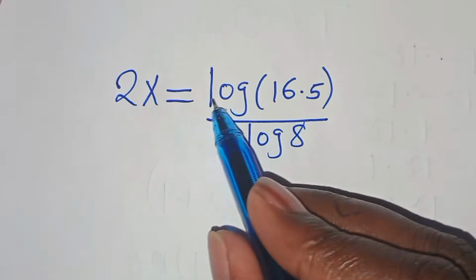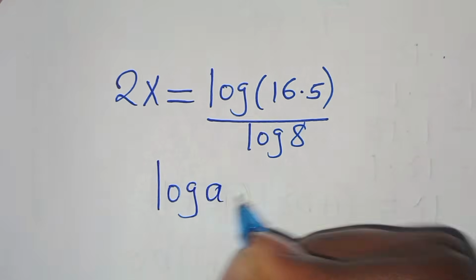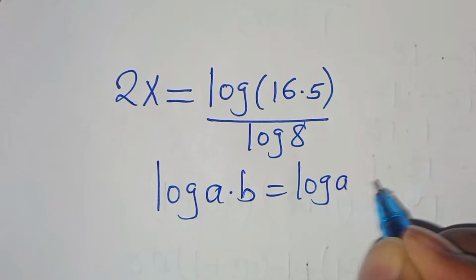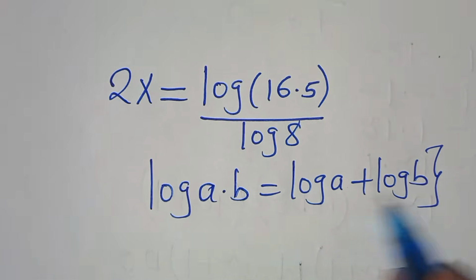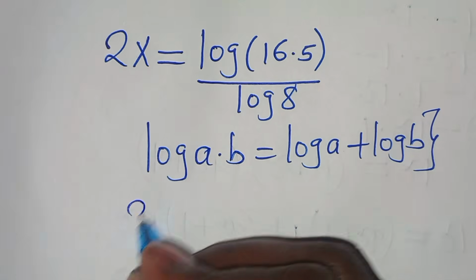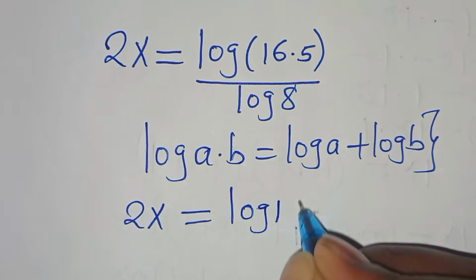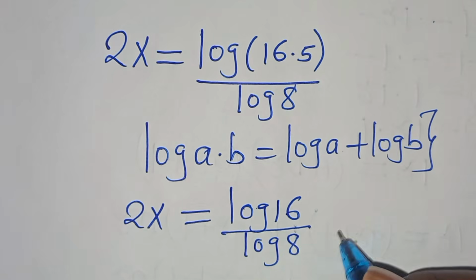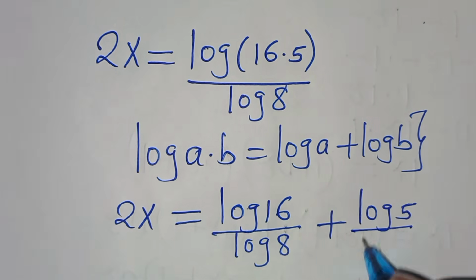Now we have that log 16 times 5 is in the form of log a multiplied by b, which we can express as log a plus log b. Applying this logarithm property, then we have 2x is equal to log 16 divided by log 8, then plus log 5 divided by log 8.